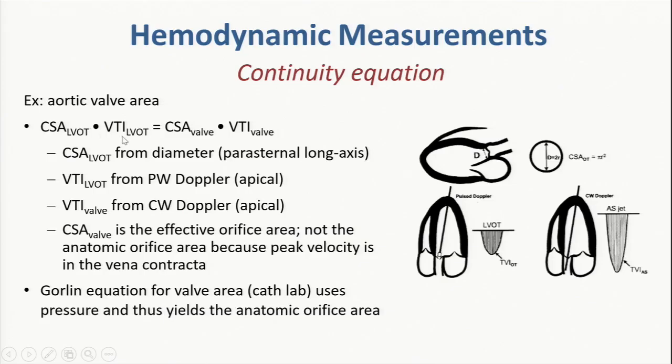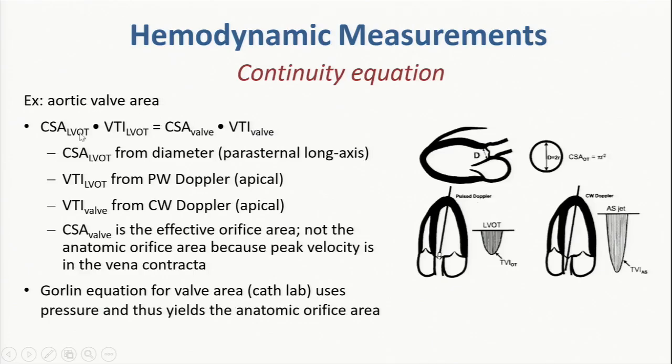So we've got this and this. Cross-sectional area of the valve, that's what we're trying to calculate, so we can't get that. But then we need the velocity time integral of the valve. And the way that's done is by doing continuous wave Doppler now across the valve. That gives us another velocity versus time curve. We can calculate the VTI by having the machine integrate that, and so we can solve for this.